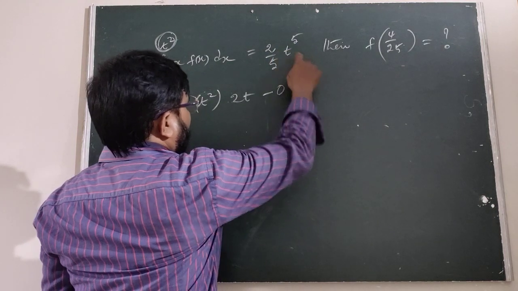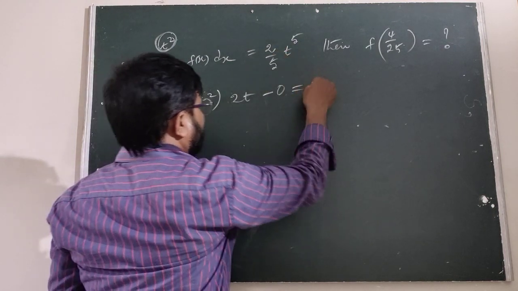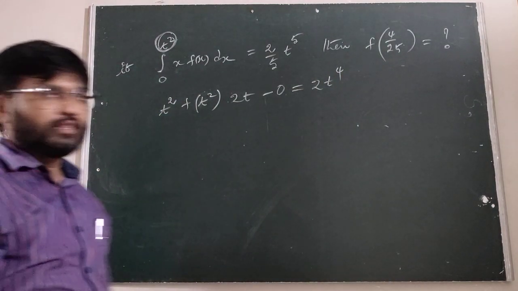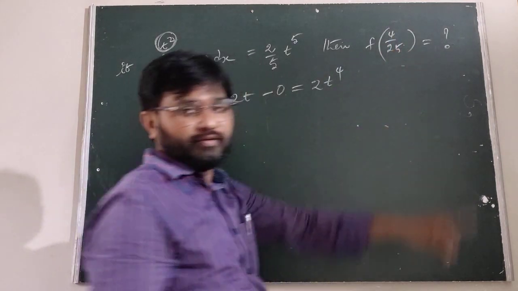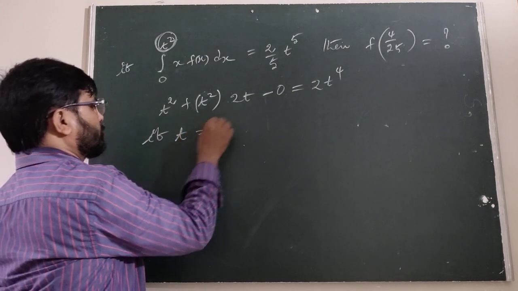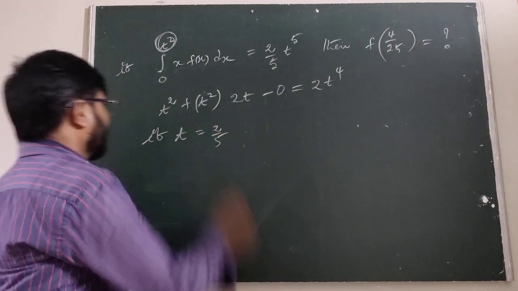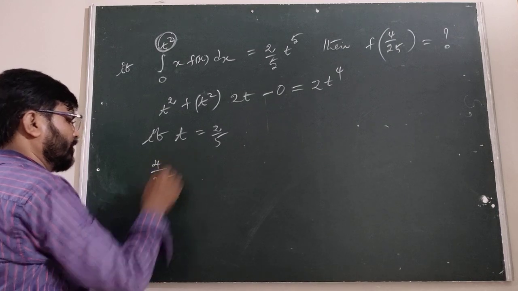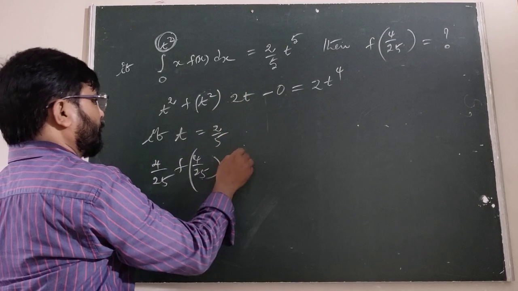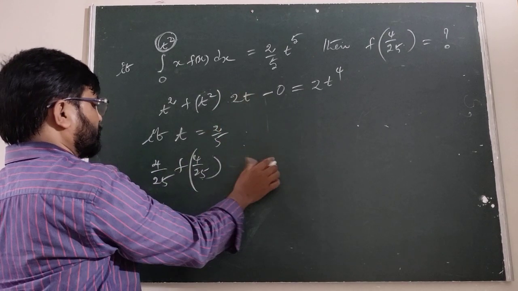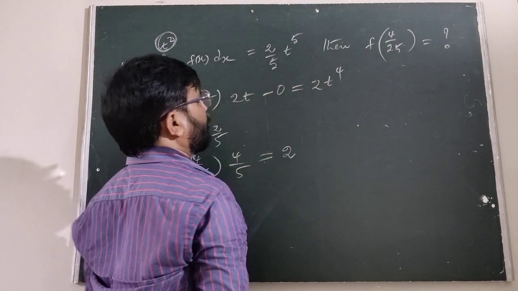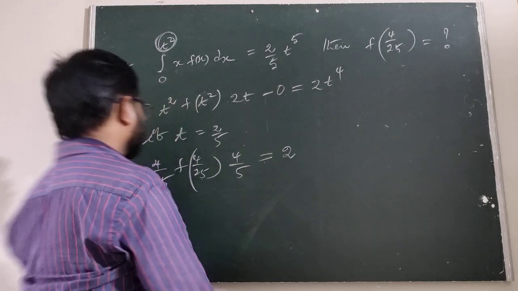Now the derivative is 5 into 5 cancel, 2 into t power 4. Now we have to find the value at 4 by 25. Now we take t, what is the t? If t equals 2 by 5, then it is 4 by 25. Yes, f of 4 by 25. Now this is 2 into 2, which is 4 by 5.